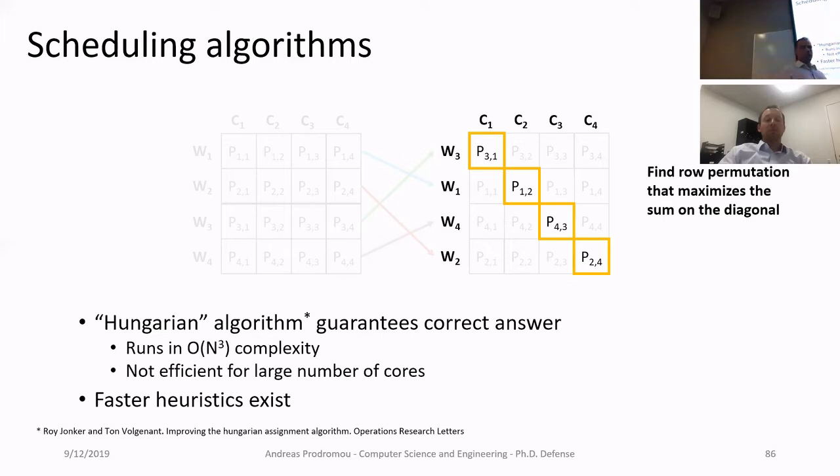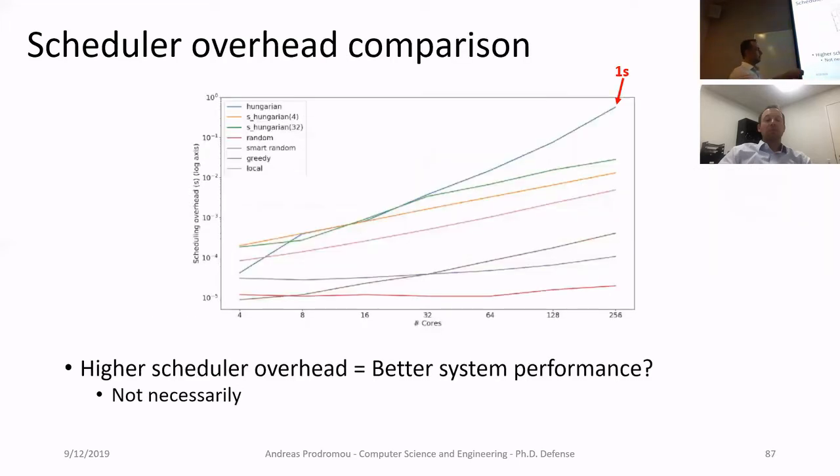So we went in the literature, we found 6 different proposed heuristics for scheduling, and we compared their overhead as the number of cores grows. Note that the y-axis is in logarithmic scale. So as you can see, some approaches are very low overhead, like random, which will not produce a great schedule, and others can be quite expensive. Now the question becomes, if we have a higher overhead scheduler, does it guarantee better system performance? And the answer is not really.